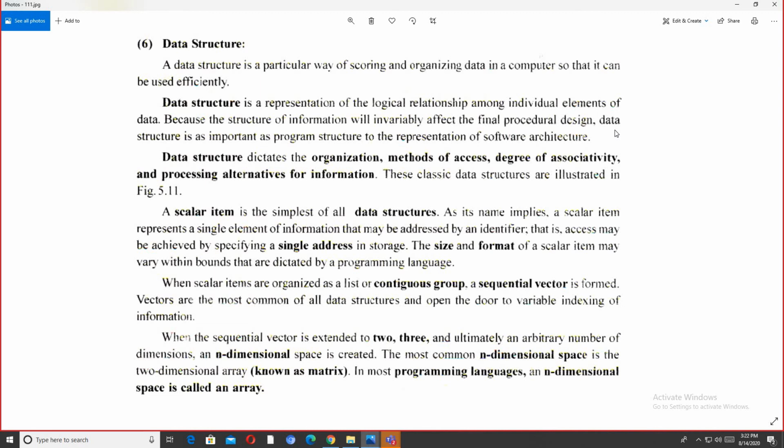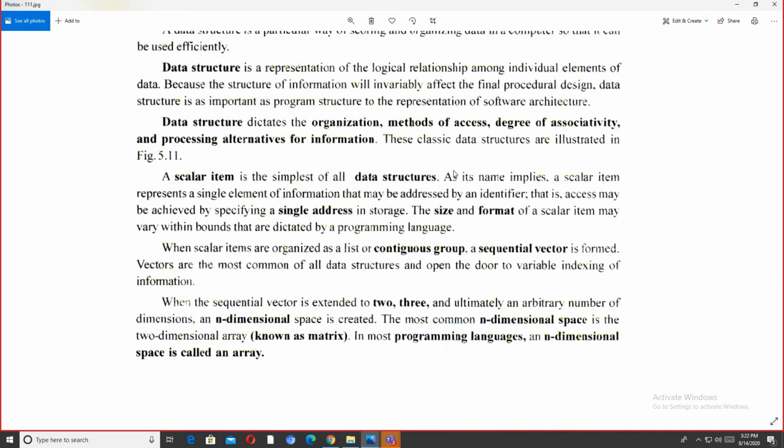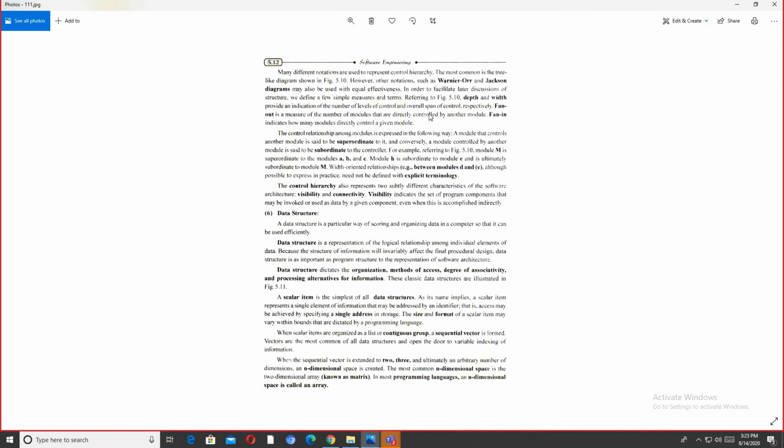The scalar item is the simplest of the data structures, and as the name implies, a scalar item represents a single element of information that may be addressed by an identifier. That is, access may be achieved by specifying a single address in storage. Storage can be accessed by memory or by reference, and the scalar item is the simplest of all data structures. You can read further, and it will inform you about n-dimensional matrices and other n-dimensional spaces like linked lists and queues. Data structure comes till that point only.